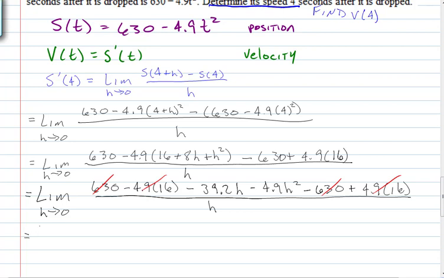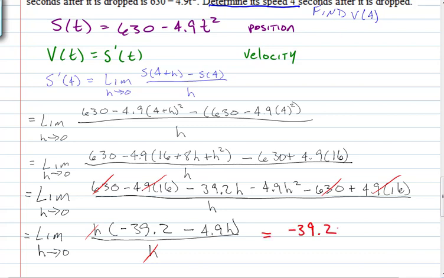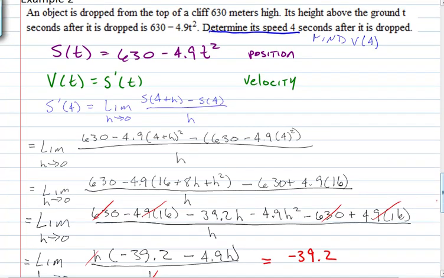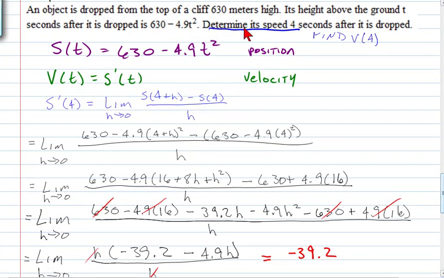You've got to, because that factor has to be canceled out with the h in the denominator so that you can evaluate this limit. So this is negative 39.2 minus 4.9h all over h. Now these h's are going to cancel, and we end up with what for the limit? What were we asked to find again? What does this number represent? Velocity. Determine its speed. Okay, this is the velocity.